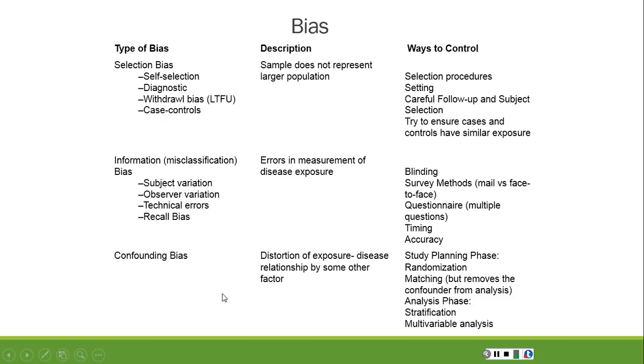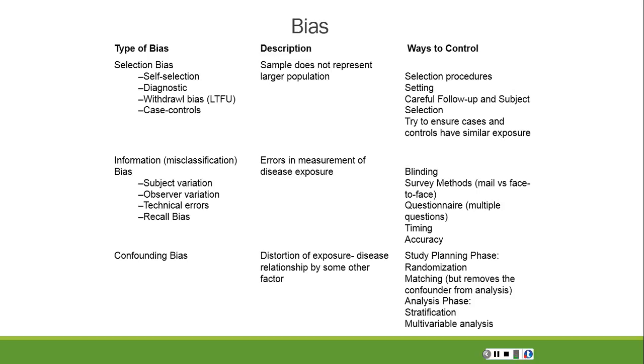And finally, confounding bias, which we're going to talk a little bit more about in the next couple slides, or distortion of the exposure-disease relationship by some other factor. You can try to control for confounding by randomization, which by its nature would control for confounding. However, randomization is not typically part of these observational study designs. So that's why randomization or randomized trials are a gold standard type of trial to measure cause and effect.